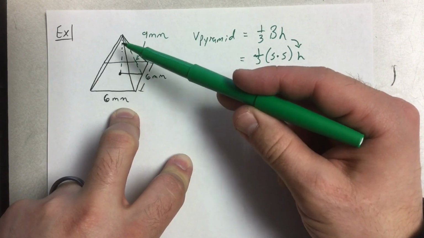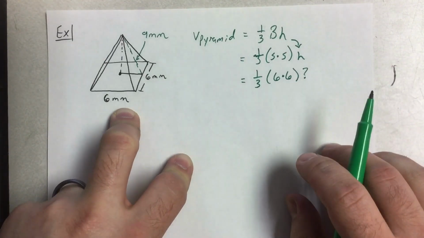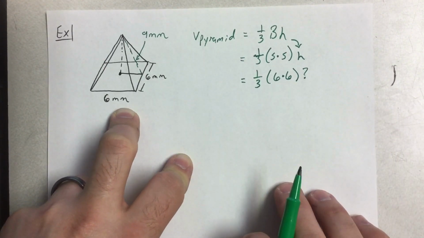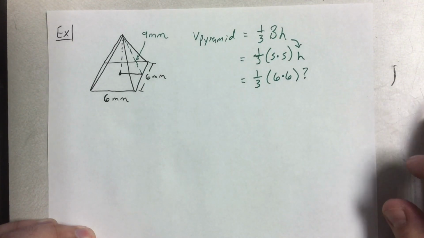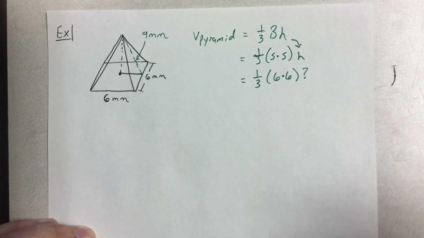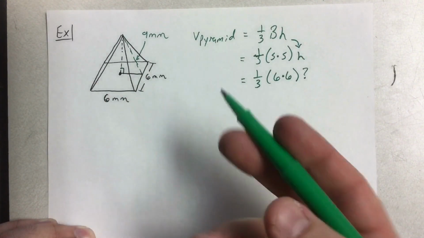But if we think about this, the 9 is not the actual height of our pyramid, the distance from the base to the top vertex. So we don't know what this height is. That's an issue. We can't go any further until we find that height. And this is, as I said earlier, where the Pythagorean theorem is very useful. Knowing that we have a right angle formed, we're able to use the Pythagorean theorem.